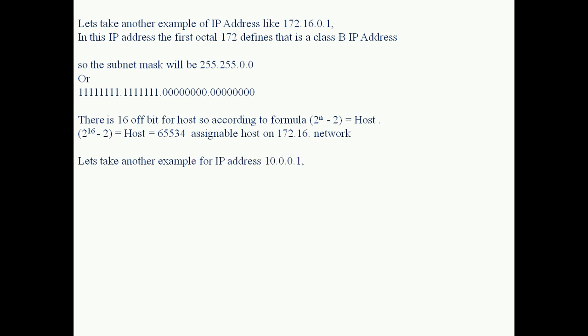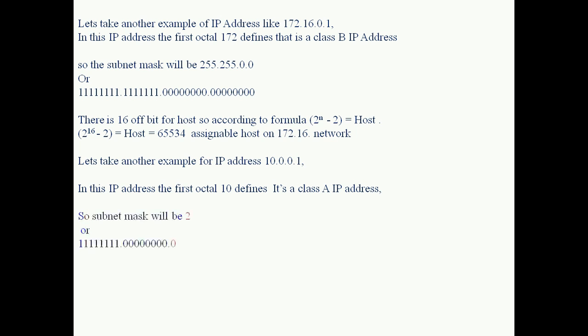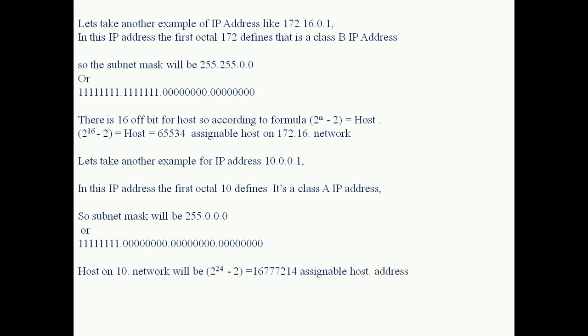Let's take another example of IP address 10.0.0.1. In this IP address, the first octet 10 defines it's a class A IP address. So the default subnet mask for the IP address will be 255.0.0.0, or in binary, first octet will be high and the rest 3 octets will be low. Hosts on the 10 network will be 2 to the power 24 minus 2, where the 24 is the off bits of your default subnet mask, equal to 16,777,214 assignable host addresses.